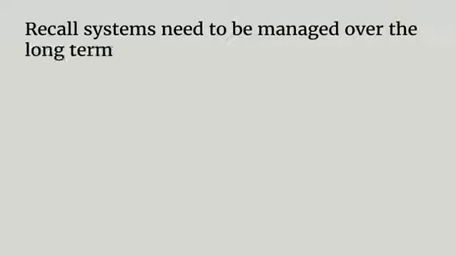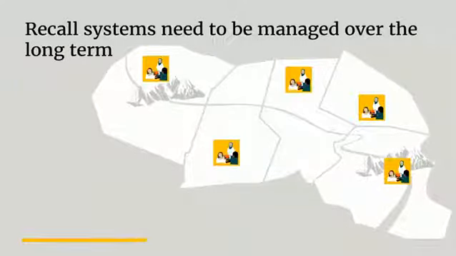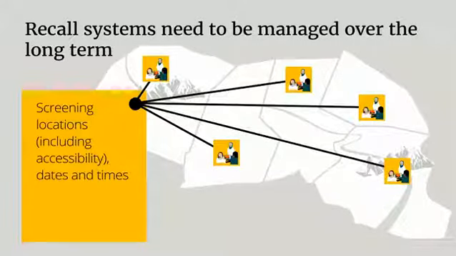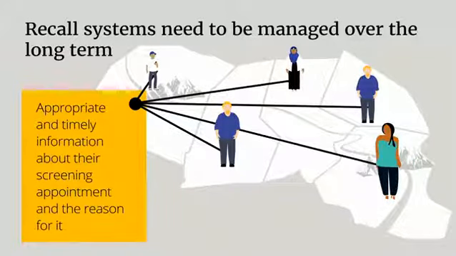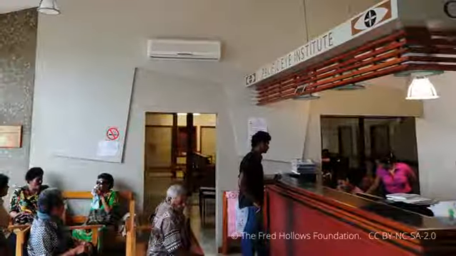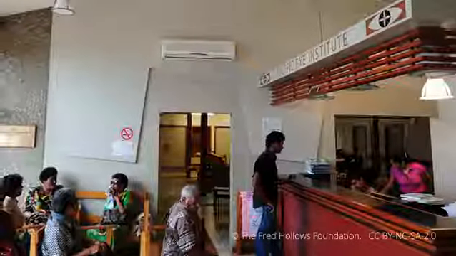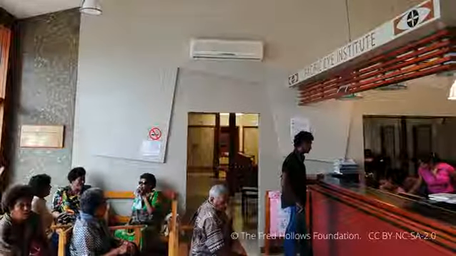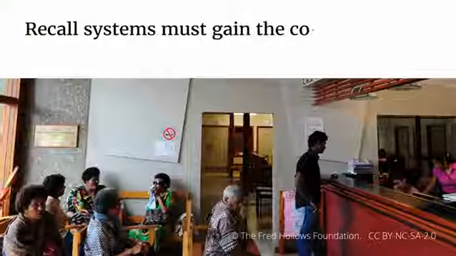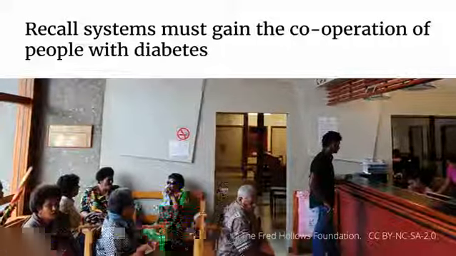Recall systems run over the long term and need to be managed. By maintaining up-to-date records of all screening locations, including their accessibility, and screening dates and times. And providing each person with diabetes with appropriate and timely information about their screening appointment and the reason for it. Because the early progression of diabetic retinopathy is often symptomless, people with diabetes may not appreciate why they need to attend regular screening. The recall system must not be too frequent or unnecessary, and it must gain the cooperation of people with diabetes.